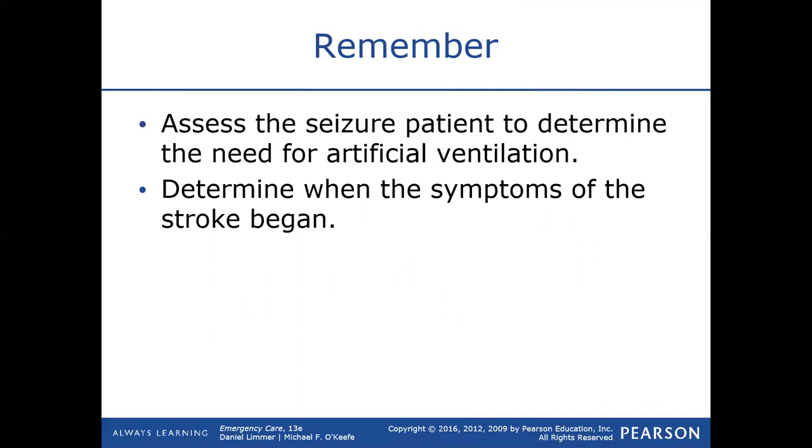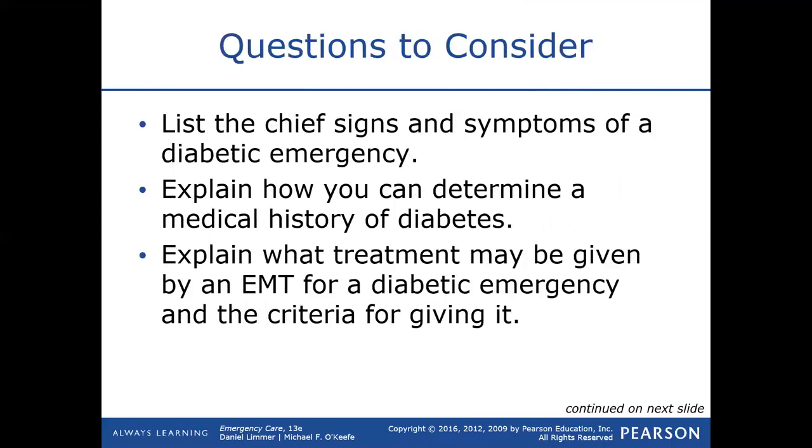And determine when the symptoms of the stroke began. Very important. When were they last seen normal? What is the family member's name and phone number? Hospital needs that stuff. Questions to consider. List the chief signs and symptoms of a diabetic emergency. These are some questions for you guys to figure out on your own, okay? List some chief signs and symptoms of a diabetic emergency.